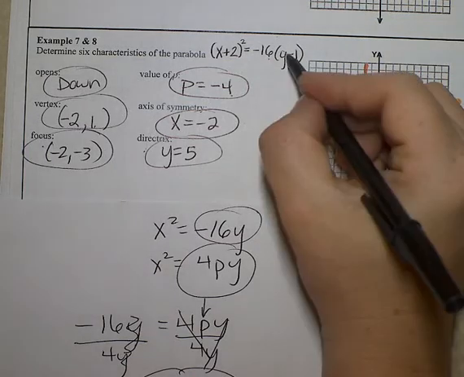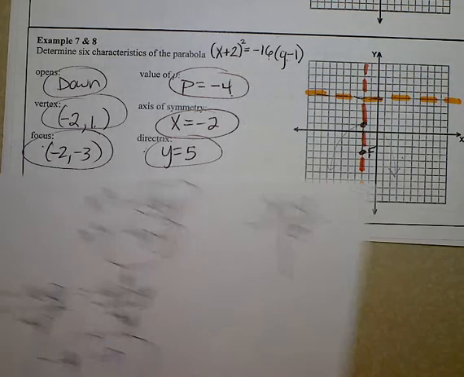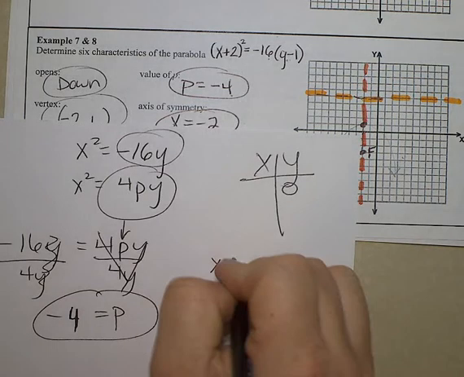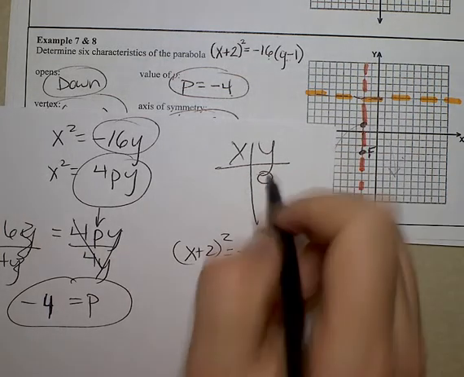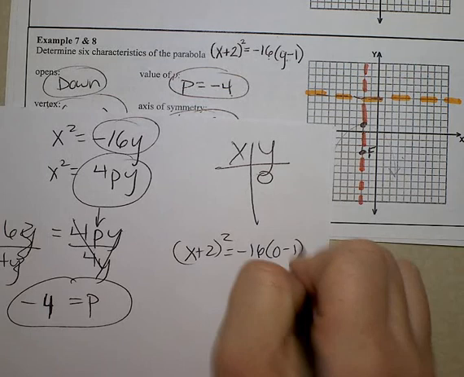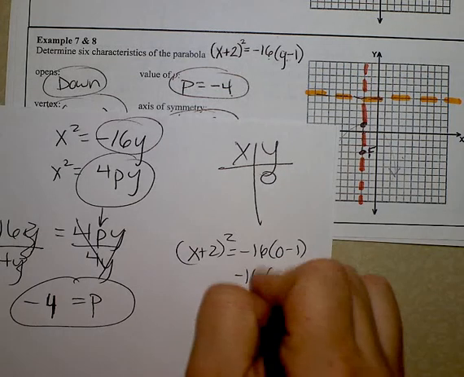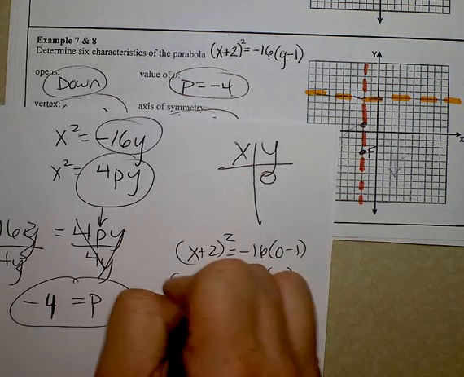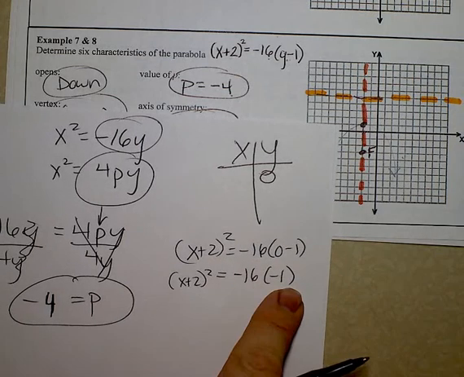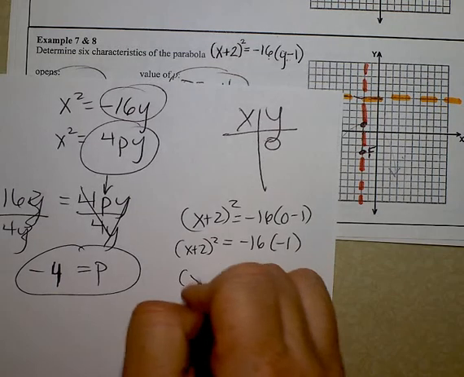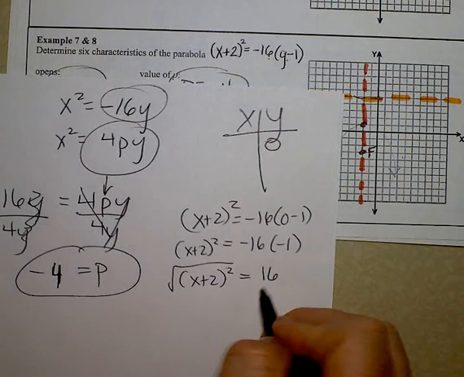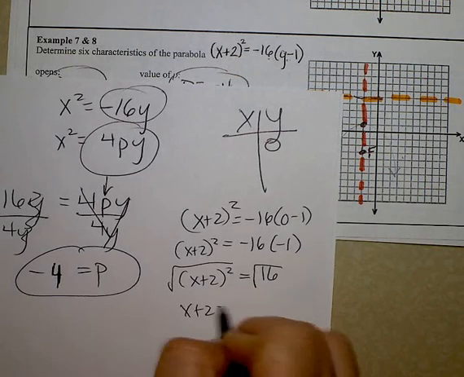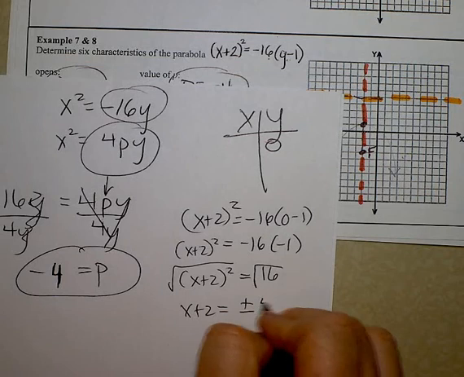Let's see where we're at. So I'm going to plug in a y value of 0. Let's see what we get for an answer. So x plus 2 quantity squared equals negative 16. I'm plugging a y value of 0. So I can see exactly what my x-intercepts are. Negative 1 times negative 16 is 16. To get rid of that square, I have to square root both sides. How many answers will I have? 2 answers, so plus or minus, and the square root of 16 is 4.